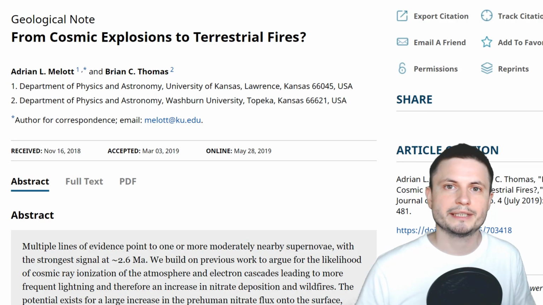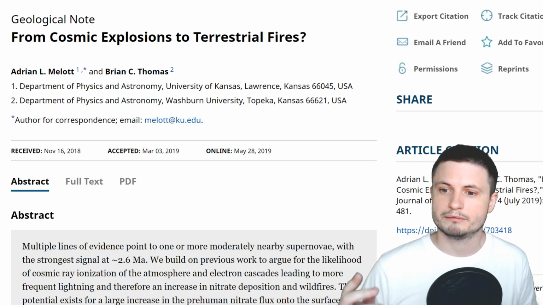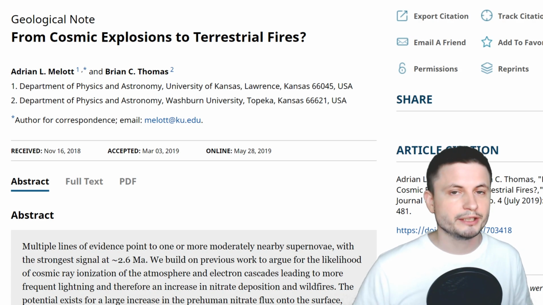And so using these ideas, the scientists behind this paper suggest that, well, okay, how about 8 to 14 million years ago? How about the time when we know the planet transformed from forest-like environment to savanna and grassland-like environments? Could this have also been caused by a supernova? And so this is actually the main question that the scientists pose in this paper.